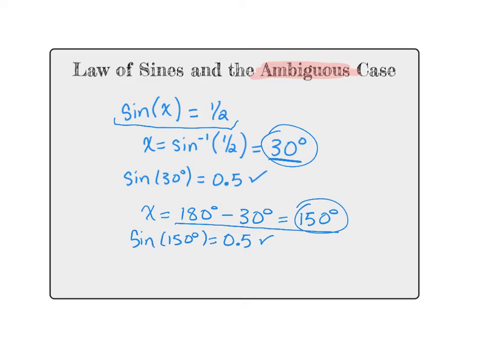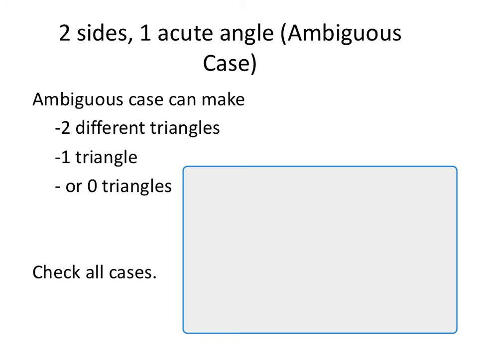But now that we're going to be talking about other types of triangles, we want to look at this other angle, this obtuse angle, and see if it can also create a triangle. The ambiguous case is going to occur when you have two sides and an acute angle. Anytime you have two sides and an acute angle given, we want to make sure that there are three possible options. There are either going to be two completely different triangles that we can create, one triangle, or zero triangles.